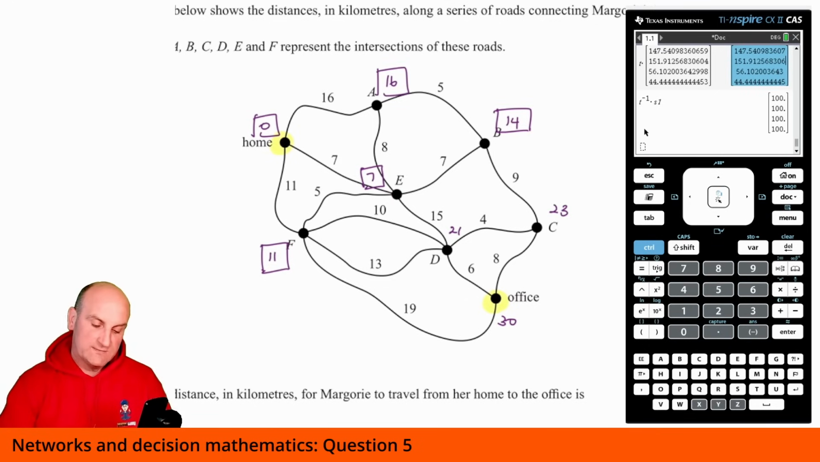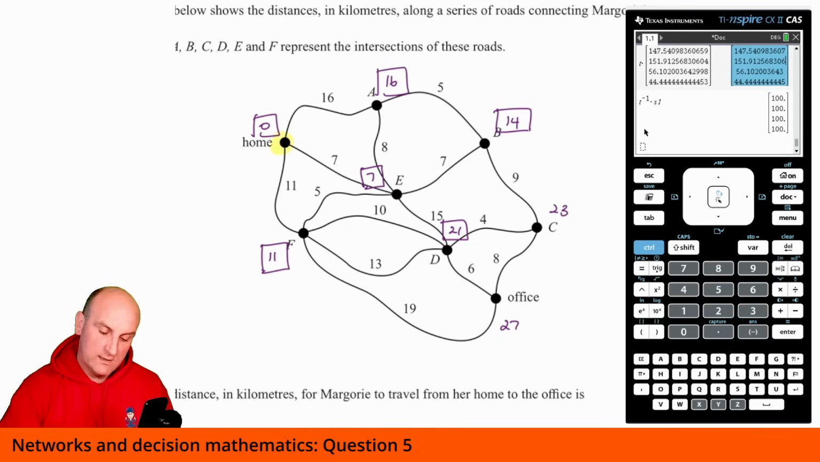Right, where am I next? My next smallest number would be 21. 21 plus 4 gives me 25. I can still get there in less. 21 plus 6 gives me 27. So I can get there in 27. So there's my 27.